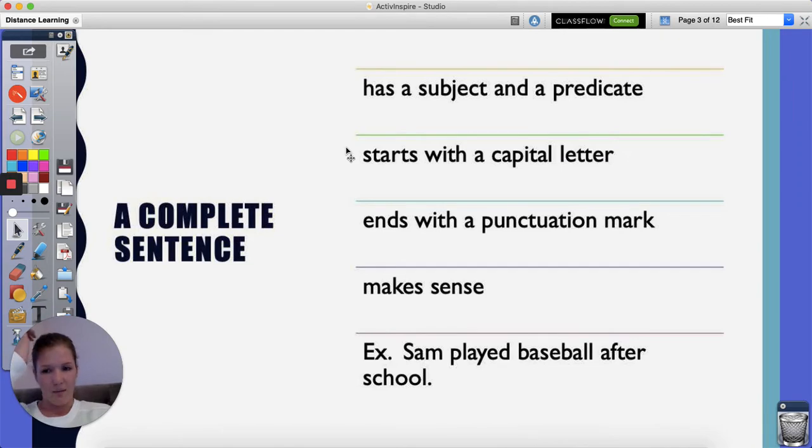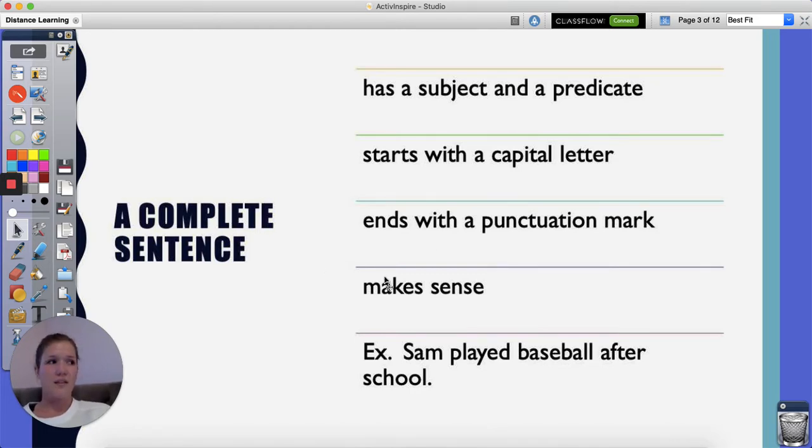Then we talk about capital letters. We know that we always, even in kindergarten we learn this, we always start sentences with a capital letter. If you do not start your sentence with a capital letter, it is not a complete sentence. And we know that we always have to close out our sentence with a punctuation mark. Think in your head for just a couple seconds of the 3 punctuation marks that you should know in your brain. And we know that they should be periods, question marks, or exclamation points, depending on what type of sentence we're talking about. We also have to have our sentences make sense.